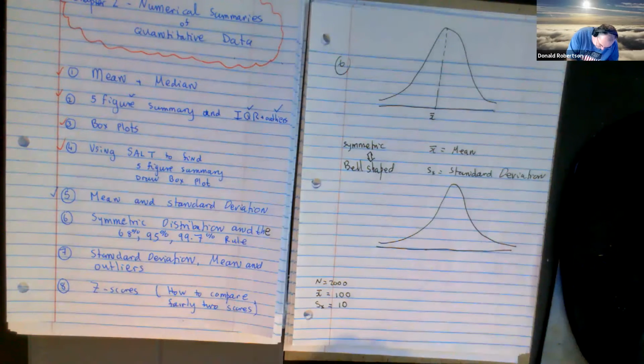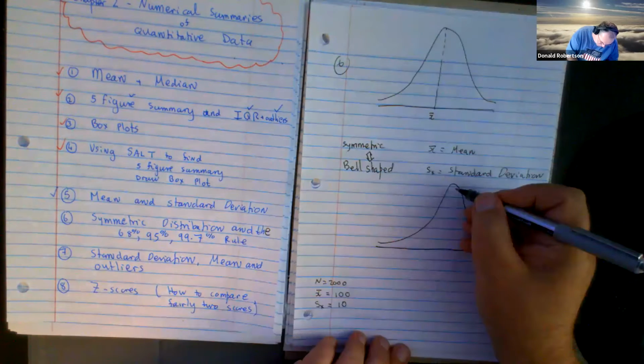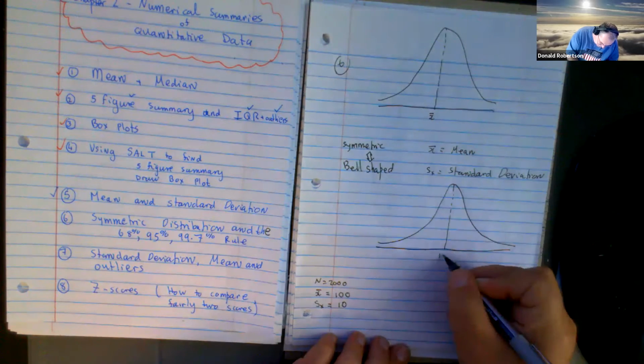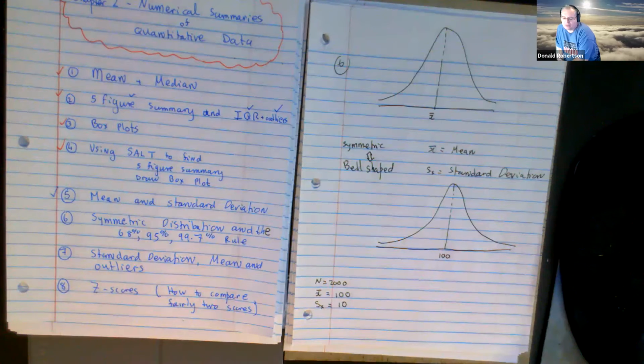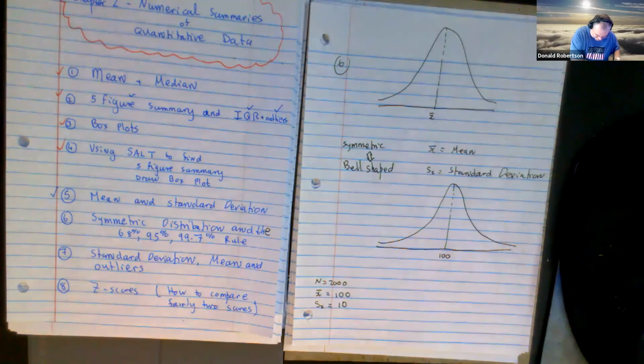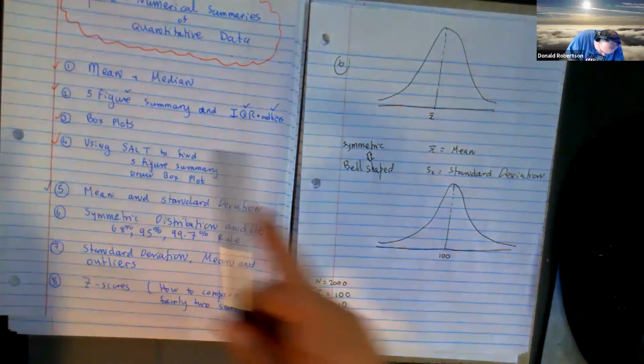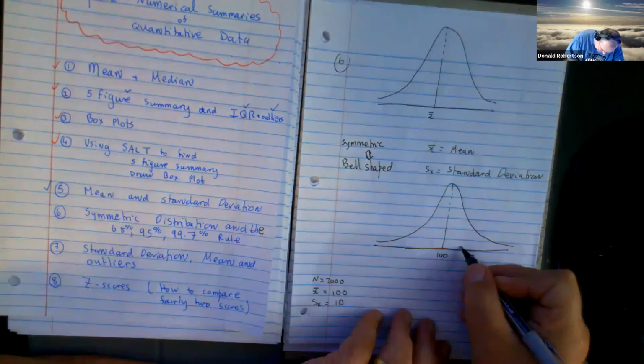Right in the center, the most common IQ would be 100, right? More people will have an IQ of 100 than any other IQ out of that 2,000 people. That's not too big a surprise. What they discovered is something that is a surprise.